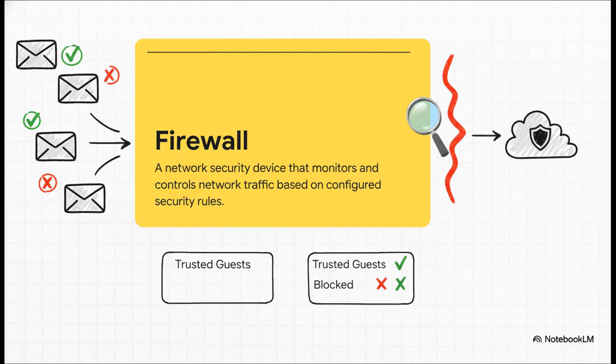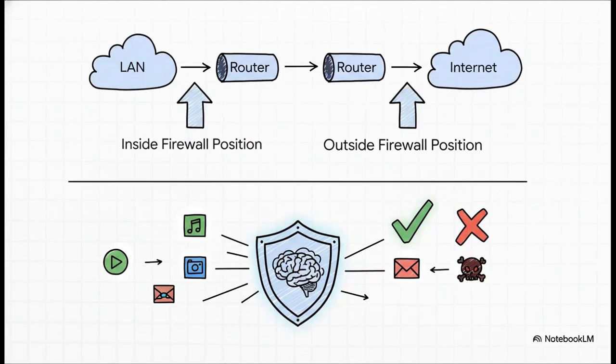A firewall works on a really simple but incredibly powerful principle. It has a list of rules, kind of like a guest list for a party, and it checks every single data packet against that list. If the packet is from a trusted source and it's going to an allowed destination, sure, it lets it pass right through. But if not, nope, it gets blocked right at the door. Now, you can technically place a firewall on either side of your router, but its job is always the same.